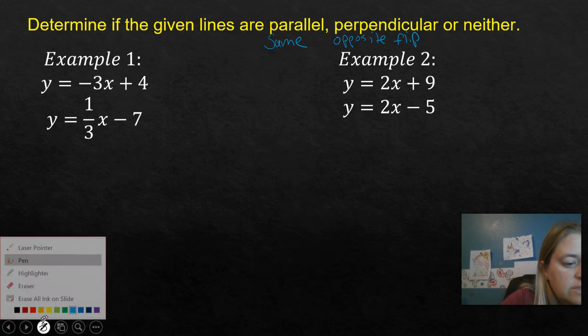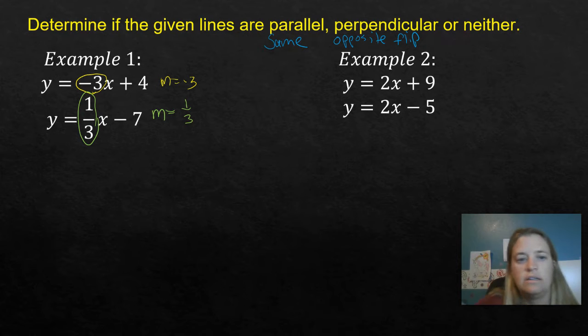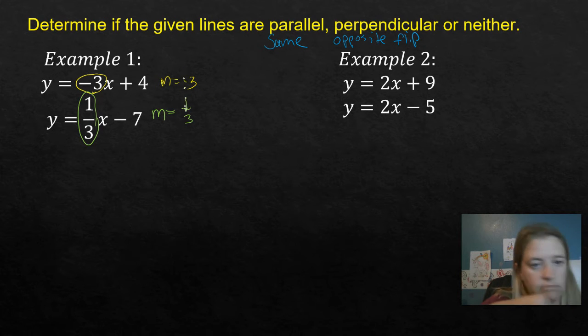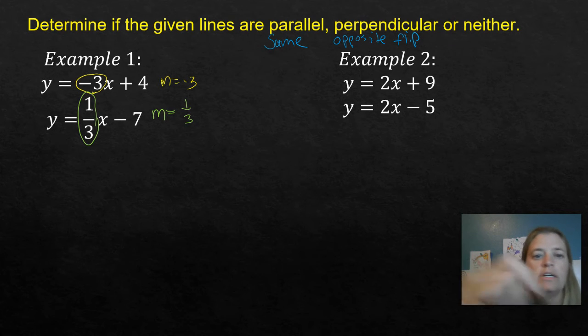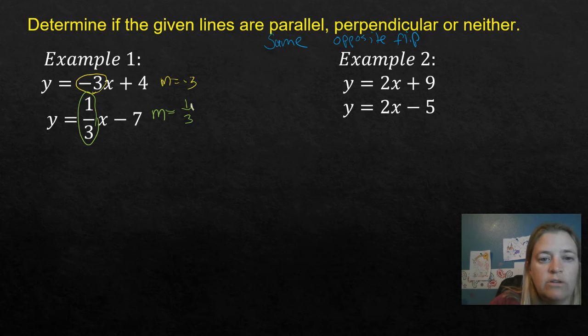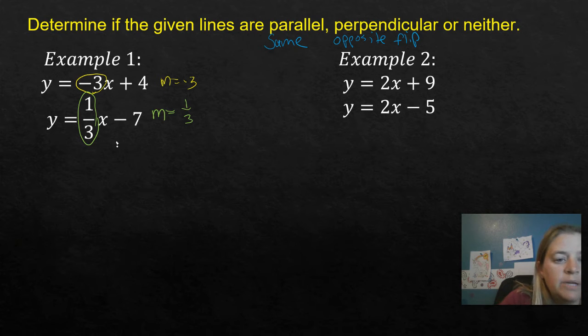So for the first equation, we're going to look at the slope, which is just the -3. And then for the second equation, we're going to look at the slope, which is 1/3. And then you determine, are those the exact same number? Definitely not. Are they opposite flips? What it means to be opposite is they're opposite signs. One's negative, one's positive. Yes. And they're the flip or the reciprocal. So the flip of 3 is 1/3.